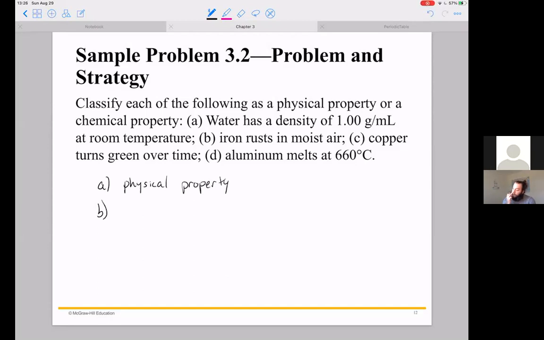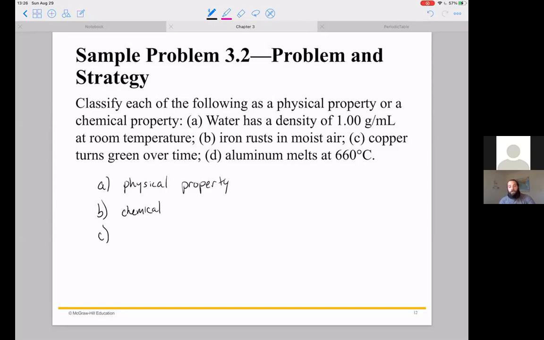What about iron rusts in moist air? We actually already gave this example, but this is an example of a chemical property because we're changing the chemical identity of iron. It's going from iron to iron oxide. So this would be chemical.